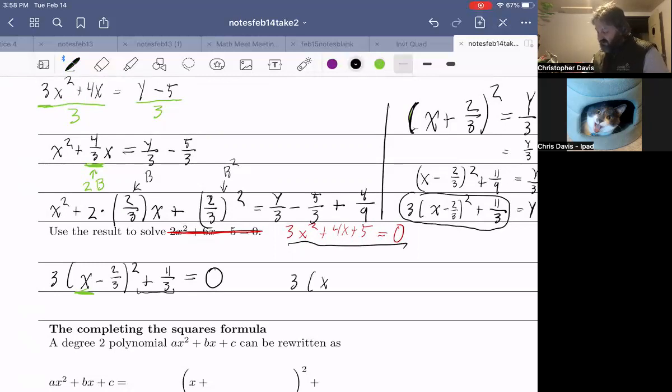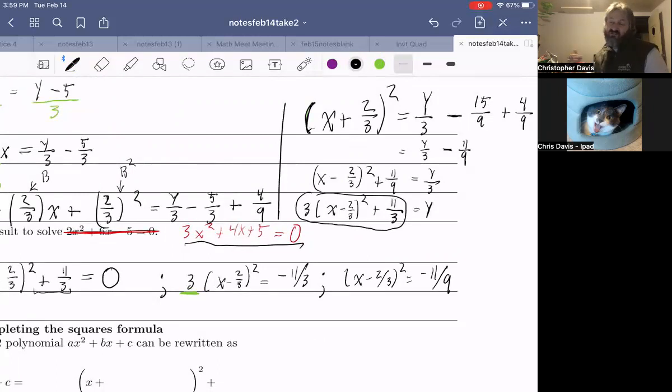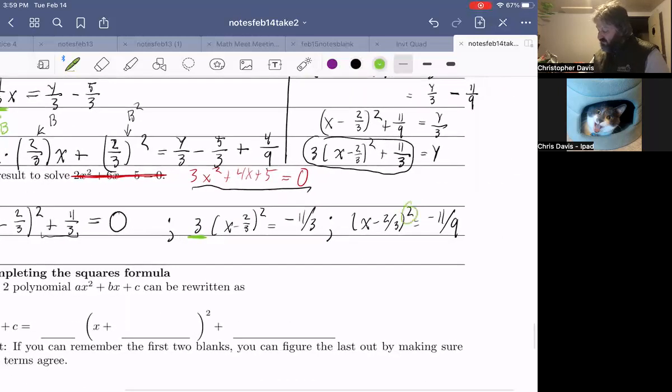3 times x minus 2 over 3 squared equals negative 11 over 3. And maybe you already see a problem. If you don't, then we'll just keep on going. Let's divide the 3 to the other side: x minus 2 over 3 squared equals negative 11 over 9. What do you get when you divide by 3 and then divide by 3 again? You divide by 9. You need to take a square root of both sides. Let's get rid of this 2.